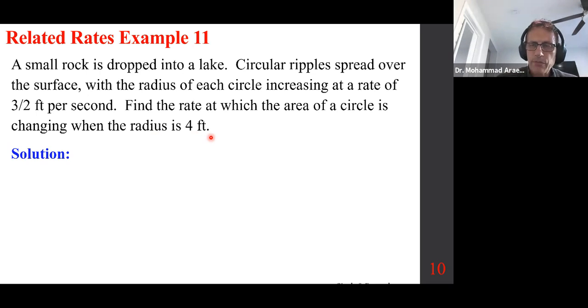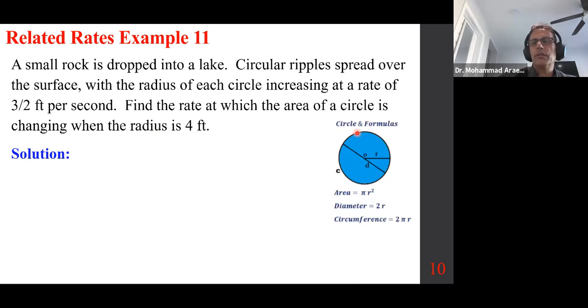So here's the information from geometry. A circle has the area pi r squared, a diameter of 2 times r, circumference of 2 pi r. And because we are looking at the radius versus the area, we want A equals pi r squared. So that's the first piece of information we need from geometry: A equals pi r squared. We're going to use that.